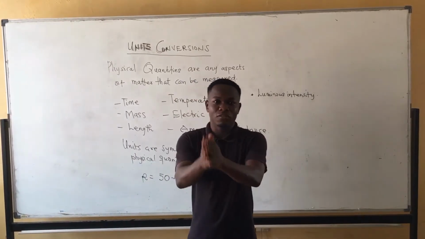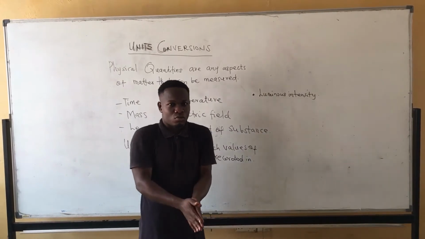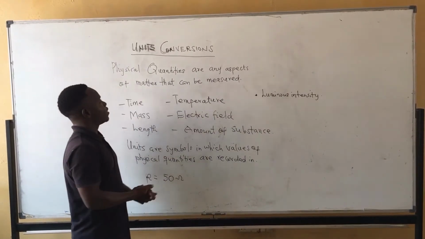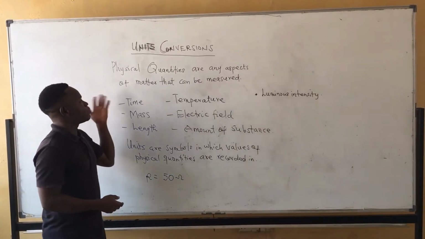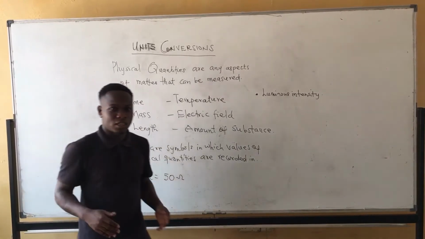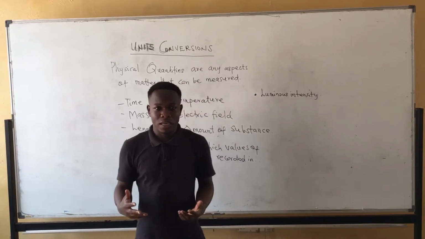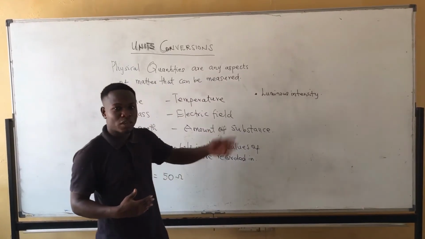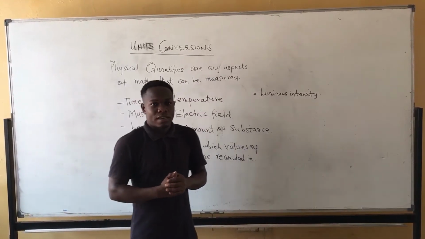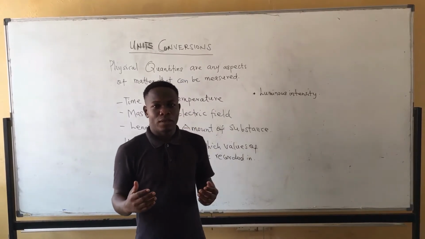So I would like to define what a physical quantity is. Physical quantities are any aspect of matter that can be measured. So anything at all about matter that can be measured, either by an instrument or by means of calculation, is a physical quantity.